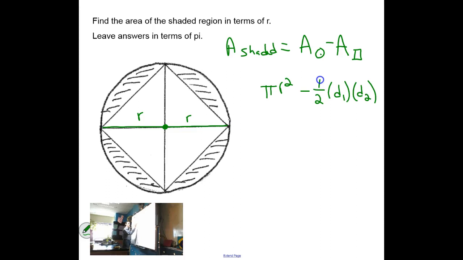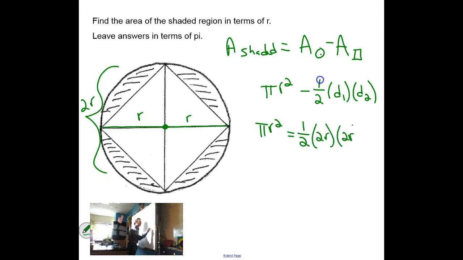And the same thing here. The length from here to here is 2r. Okay, so if I want to rewrite this, I've got pi r squared equals 1/2 times 2r times 2r. All right, now let's simplify all this. 2r times 2r is 4r squared.